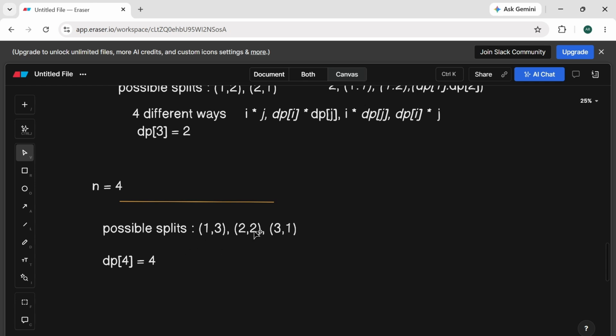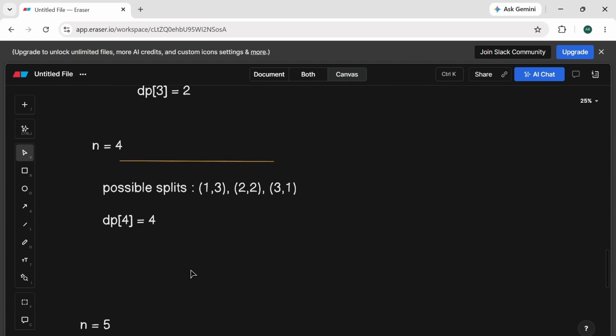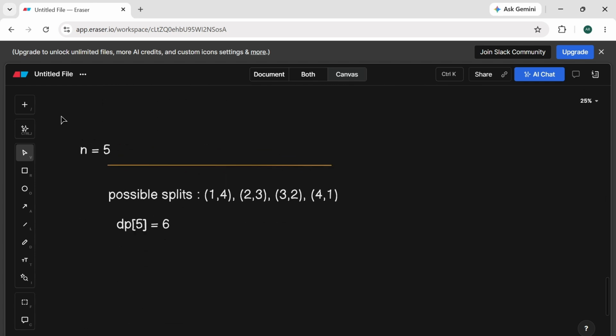Another way is 2 into 2. You can see that 2 into 2 is 4, but still you will do the same thing that I just showed you for 1 and 3. You will perform the same thing, and finally you will end up with the answer 4 for this particular rope. Now we can apply the similar thing for the rest of the lengths. I hope this is now clear to you, how we can solve this particular problem.